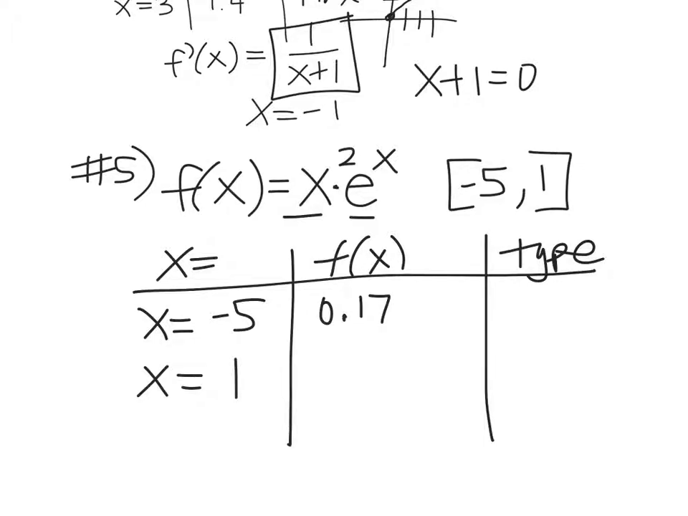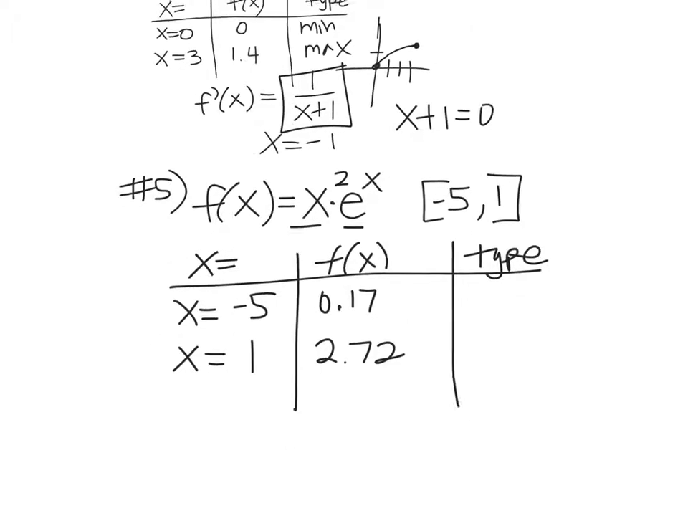Okay. All right. Now let's try x equals 1. 1 squared is 1. E to the 1 is, do you know what e is? 1.2 something. Nope. 2.72 approximately. Good try, Jack.